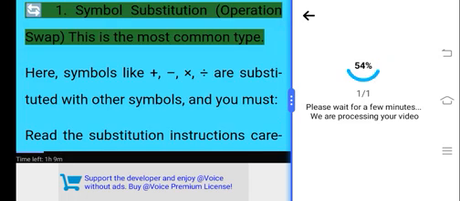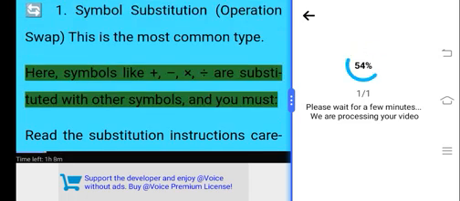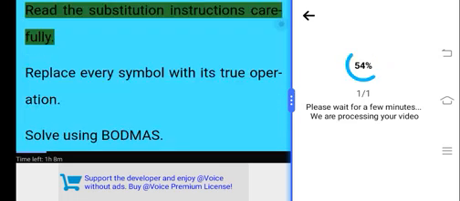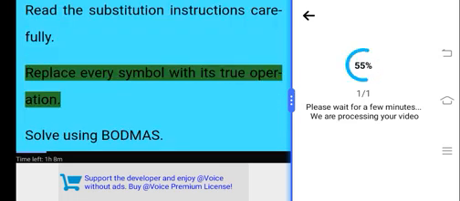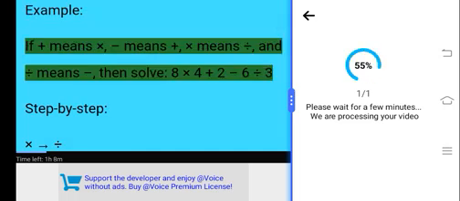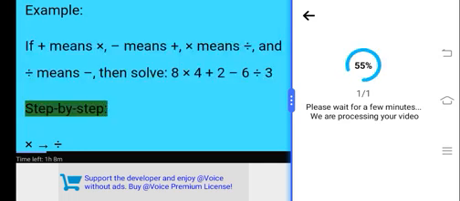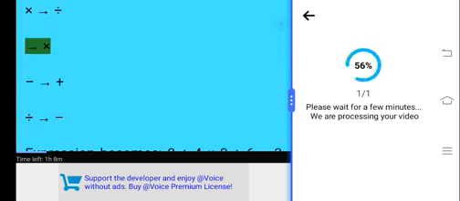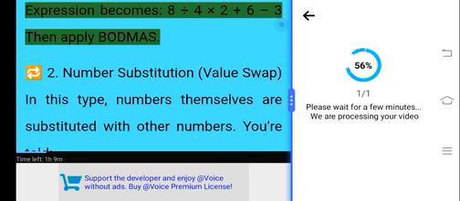1. Symbol substitution, operation swap. This is the most common type. Here, symbols like plus, times, divided by are substituted with other symbols, and you must read the substitution instructions carefully. Replace every symbol with its true operation. Solve using BODMAS. Example: if plus means plus, times means divided by, and divided by means times, then solve 8 times 4 plus 2 of 6 divided by 3. Step by step: times becomes divided by, divided by becomes times, plus stays plus. The expression becomes 8 divided by 4 times 2 plus 6 of 3, then apply BODMAS.